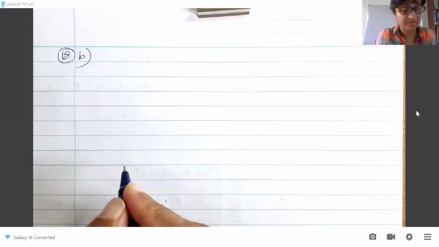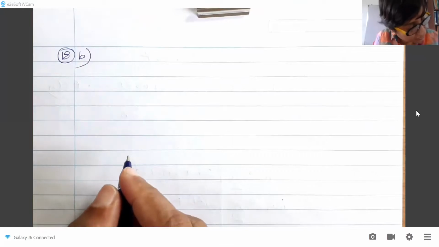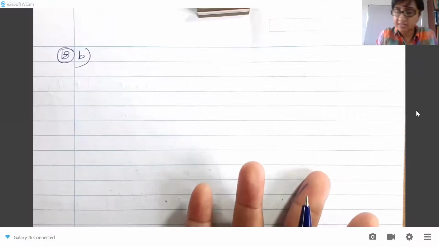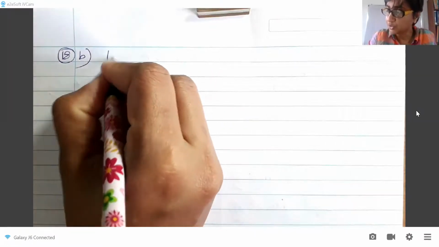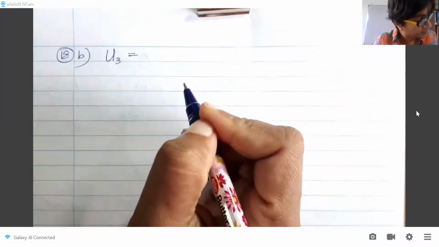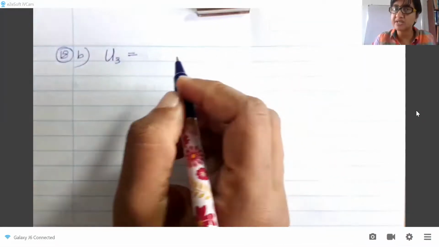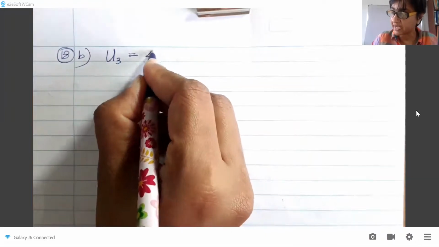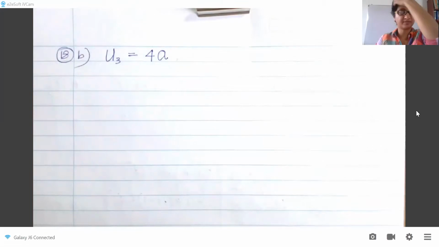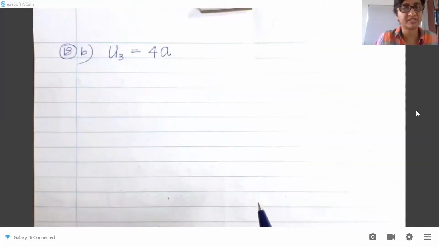The third term of a geometric progression is 4 times the first term. The third term, U3, is 4 times the first term, 4 times a. Right? That's how you would write that information in symbols. U3 is 4 times the first term. Third term is 4 times the first term. U3 is 4 times a.